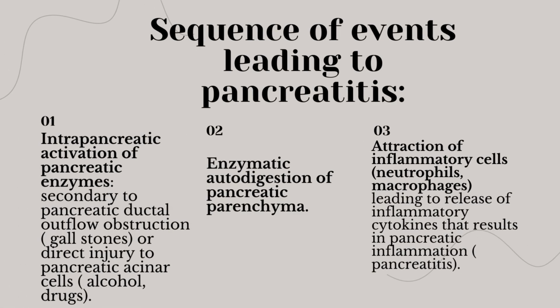This slide shows the sequence of events leading to pancreatitis. There is intrapancreatic activation of pancreatic enzymes, secondary to pancreatic ductal outflow obstruction or direct injury to pancreatic acinar cells. This leads to enzymatic autodigestion of pancreatic parenchyma. So there is attraction of inflammatory cells, neutrophils and macrophages, leading to release of inflammatory cytokines that results in pancreatic inflammation, pancreatitis.